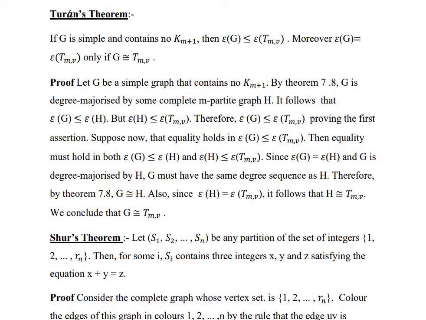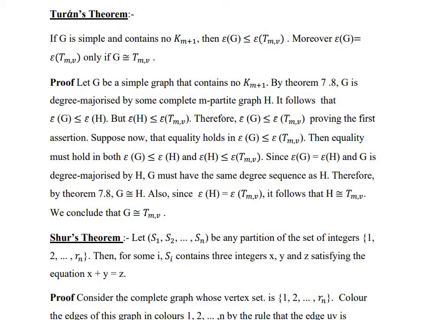Since the edge set of G is equal to the edge set of H and G is degree majorized by H, G must have the same degree sequence as H. Therefore, by the previous theorem, G is isomorphic to H. Also, since the edge set of H is equal to the edge set of T(m, V), it follows that H is isomorphic to T(m, V). So we conclude that the graph G is isomorphic to T(m, V).